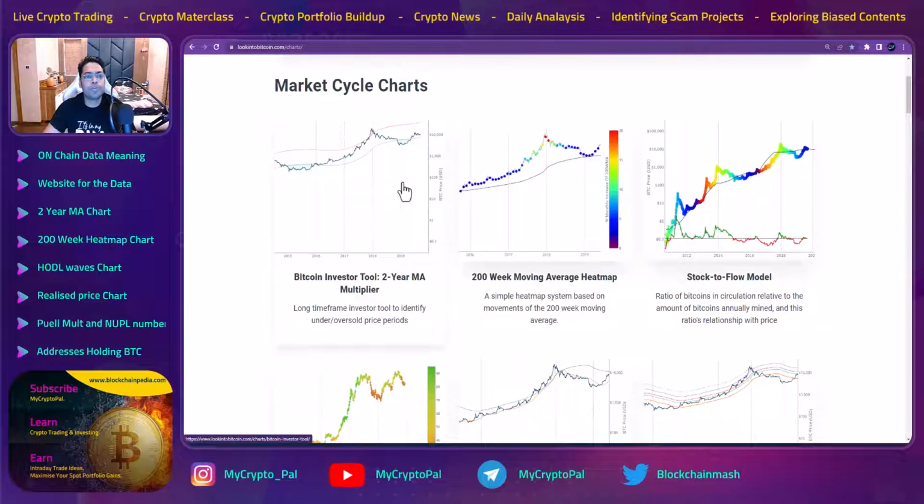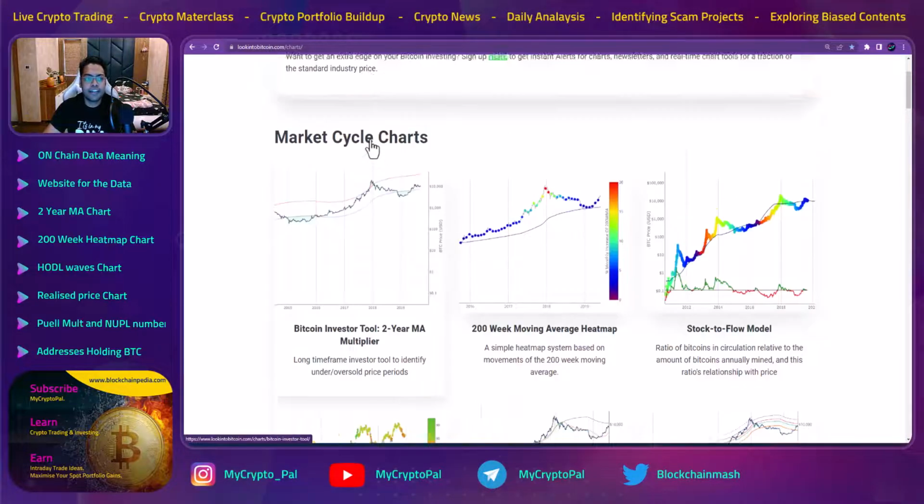Remember that there are two websites that I normally recommend for on-chain data analysis. Some are free, some are paid, and some are just replicating data from other websites through API calls and everything else. So this is the first website, like you can see, lookintobitcoin.com. This is a very good website.